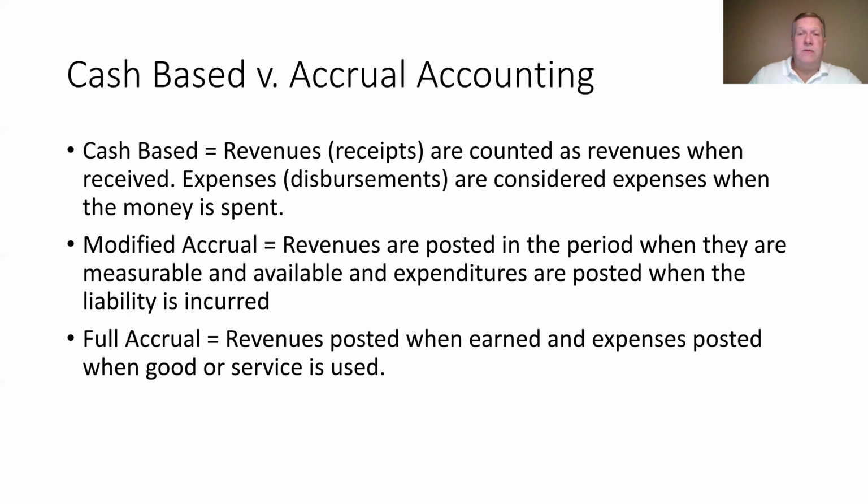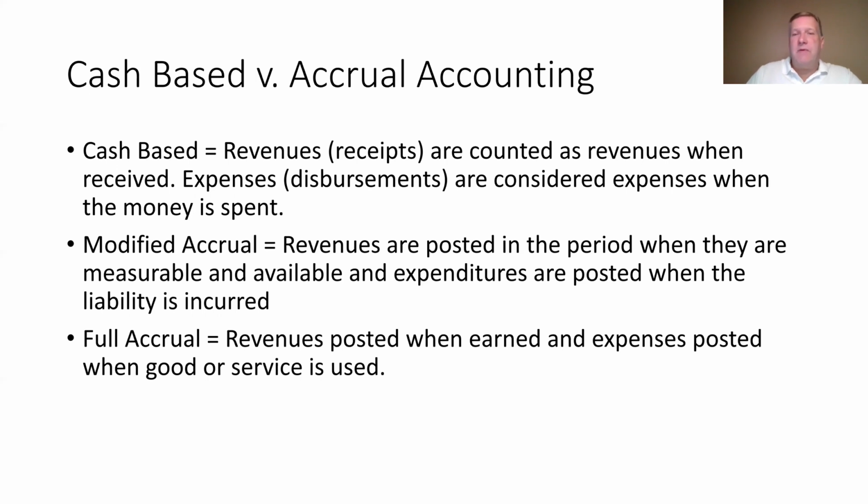Expenses or disbursements are considered expenses when the money is spent. So when you write that check and you send that check, you take that out of your balance of your checkbook, you are considering that to then be an expense. That's a cash-based system. Revenues are revenues when you get them. Expenses are expenses when you spend the money.